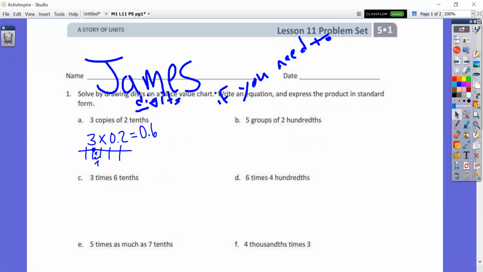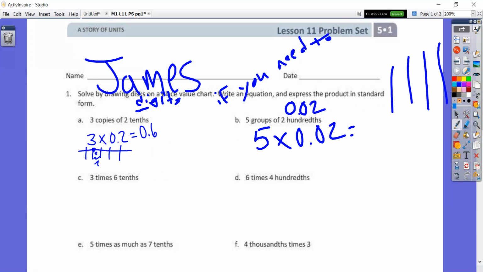All right, so let's move on to B. 5 groups of 2 hundredths. So 2 hundredths is going to look like 0.02, right? So our equation is going to be 5 times 0.02. Well, what's 5 times 2? 10. So 5 times 2 equals 10. Now we're talking about 2 hundredths. So 5 times 2 hundredths is 10 hundredths.